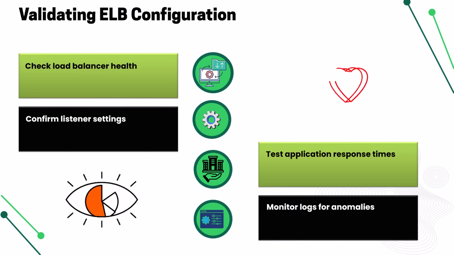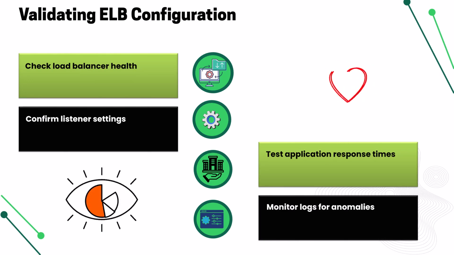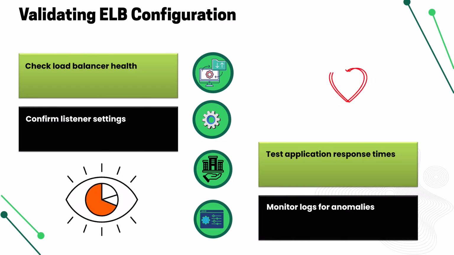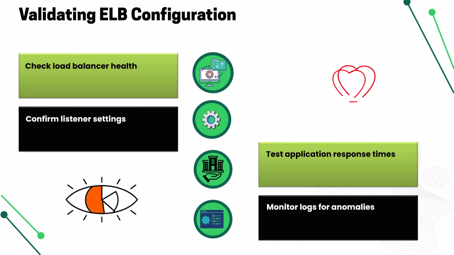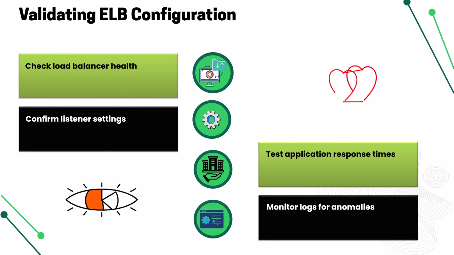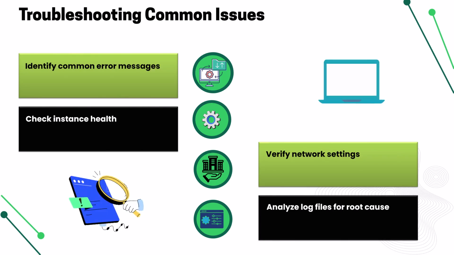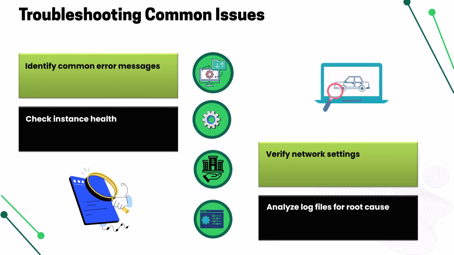Configuring ELB is great, but is it actually working? First, we check its health. If it's sick, your apps suffer. Next, listener settings need to be right, like ensuring your coffee machine is actually brewing coffee and not tea. Then, testing response times helps detect lag. And finally, logs reveal mystery errors, because nobody wants a ghost in the system.